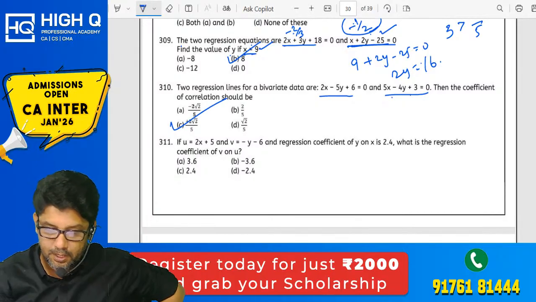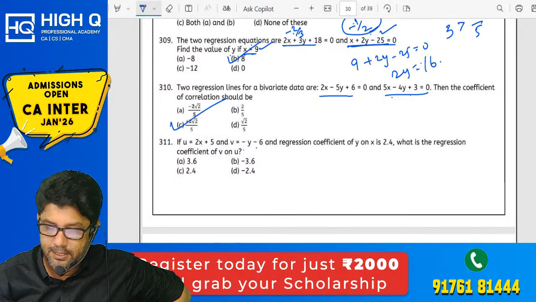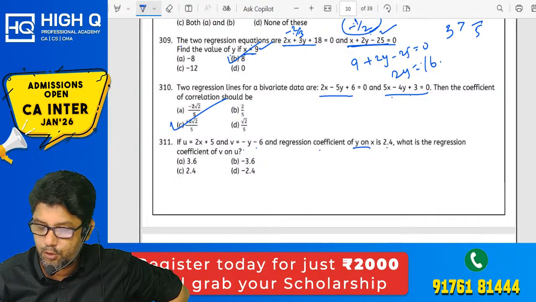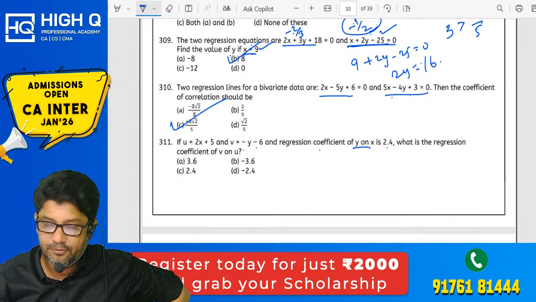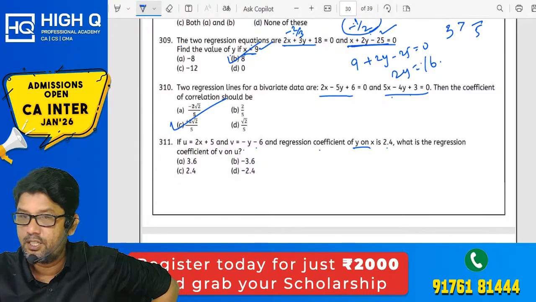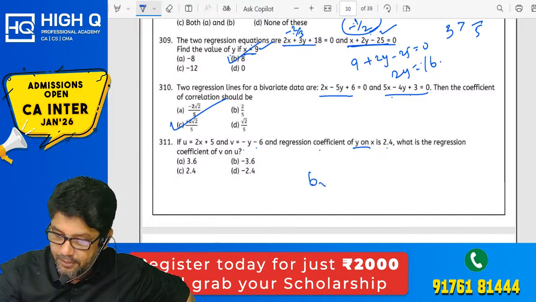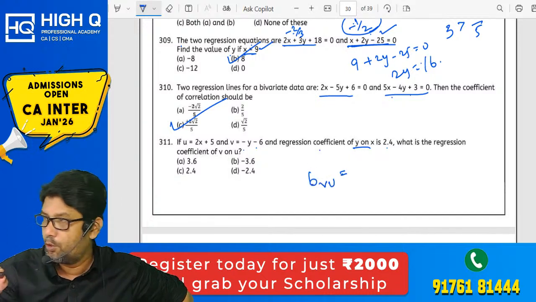Yes. Now, u is equal to 2x plus y. v is equal to minus y minus 6. And the regression coefficient of y on x is 2.4. What is the regression coefficient of v on u? See, this type of question is a shift of origin and change of scale question. So remember this. They ask you to find out bvu. Just simply do what I am saying.